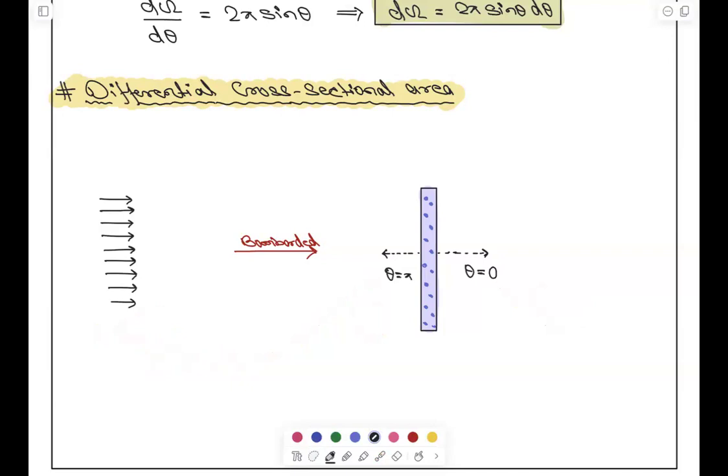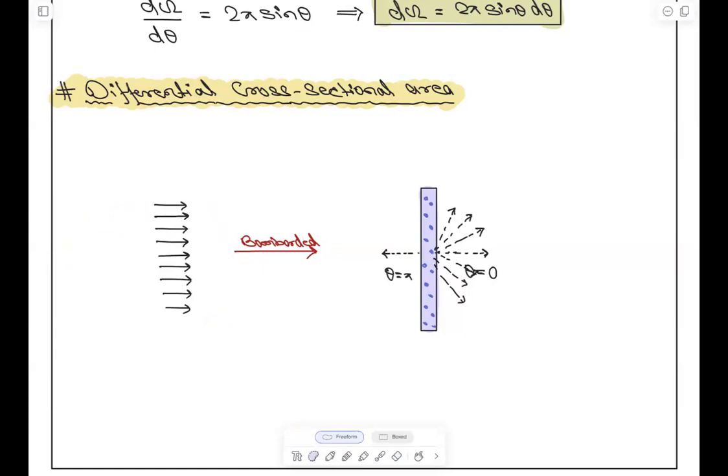Apart from this, what all possibilities are there? Few will be deflected in this direction, few in this direction, few in this direction, few in this direction, few in this direction, and few in this direction. I hope everyone is understanding this. Is everyone understanding what I want to say?